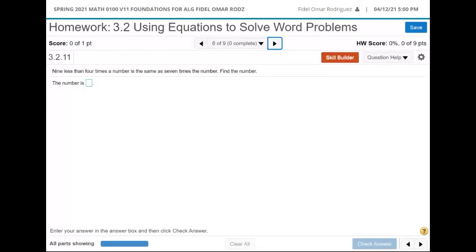Okay, so this is number 6, and it says 9 less than 4 times a number is the same as 7 times the number. Find the number. Okay, 9 less than 4 times a number is the same as 7 times the number. Okay, find the number. Okay, perfect.